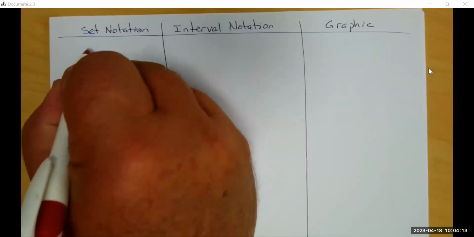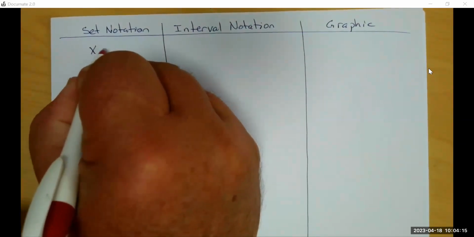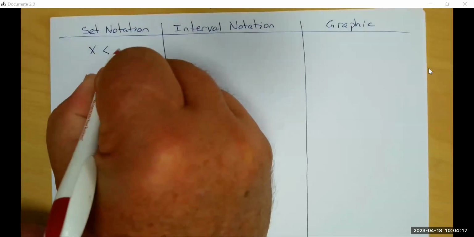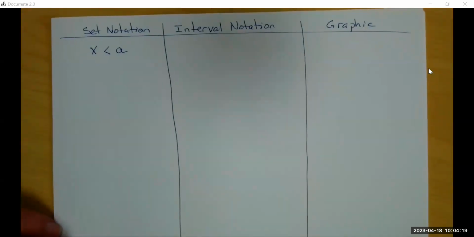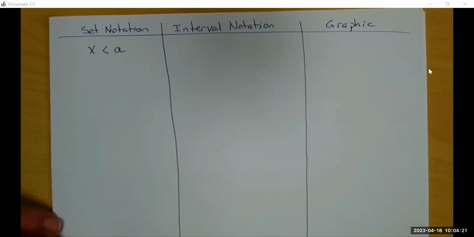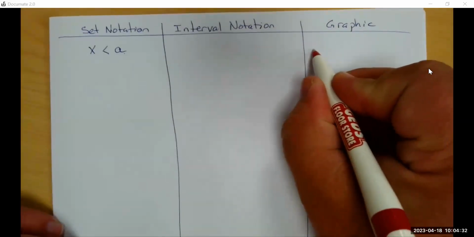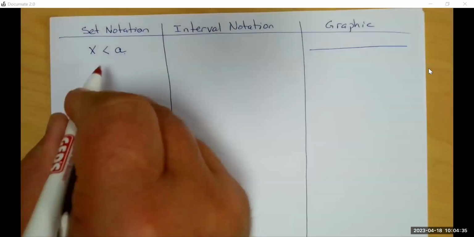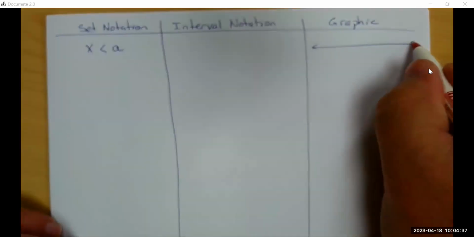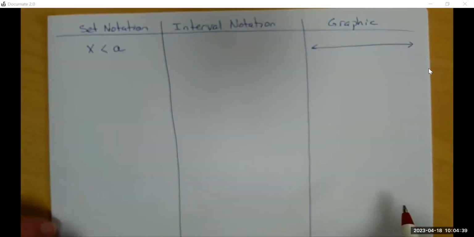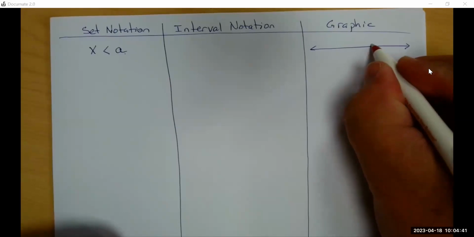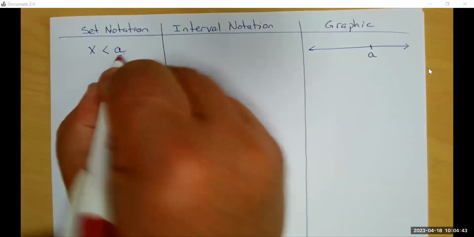So here's the first one. X is less than some number A. I'm going to use A instead of putting a number. A could be anything. It could be less than -5, it could be 100, it could be 1,000, it could be -1,000,000. Whenever you go from one type to another, it's always easier to see the picture first. So here's our number A.